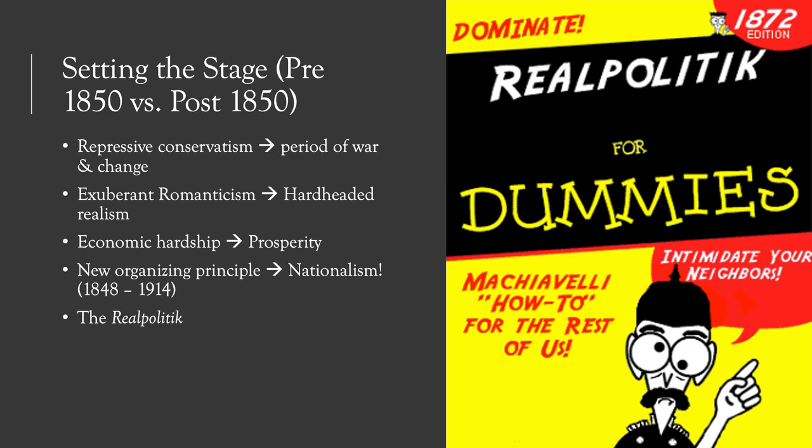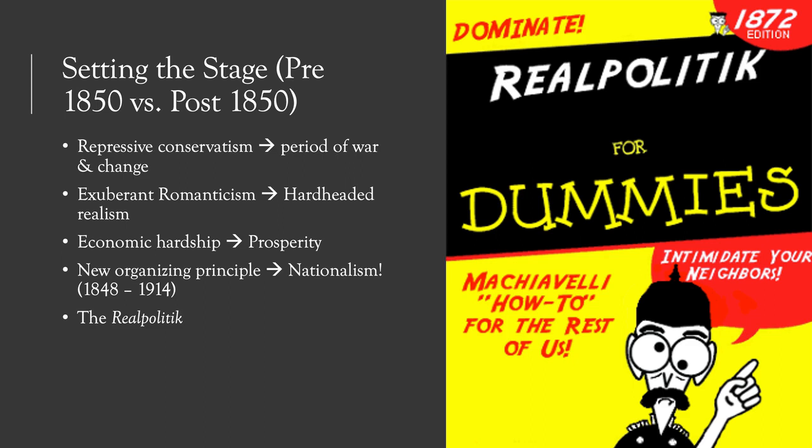Moving on to the second point. One of the other big transitions we will see is a transition from the exuberant romanticism that defined politics and culture and art. This transitions to more of a hard-headed realism. In fact, the period of 1850 to about 1870 is frequently called the Age of Realism, as realism replaces romanticism as the dominant philosophy and the dominant culture of Europe after 1850. And like romanticism, realism will be evident in politics, in art, in culture, and in literature.